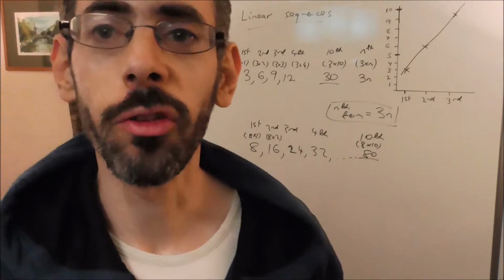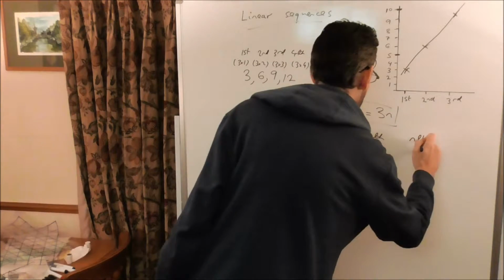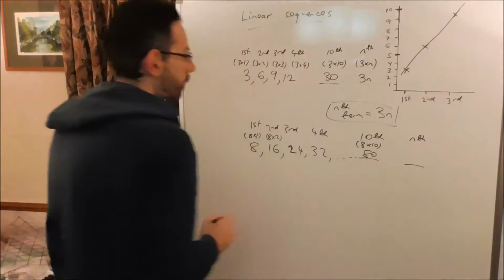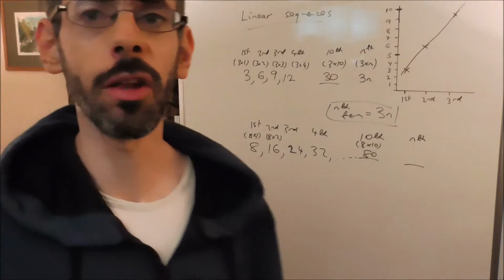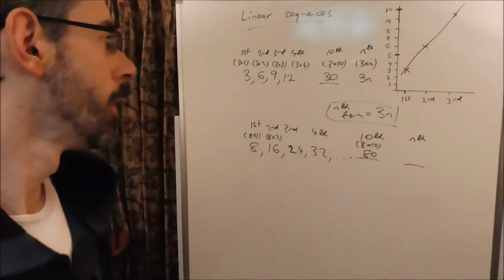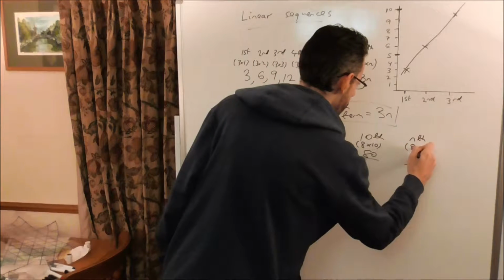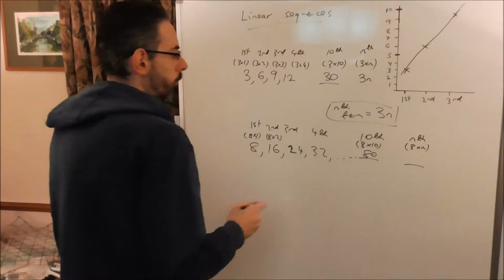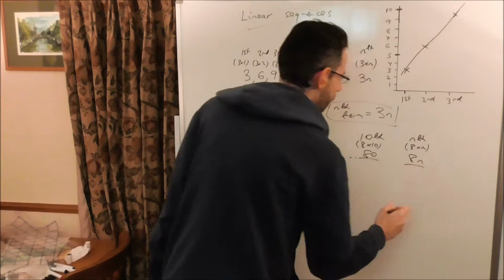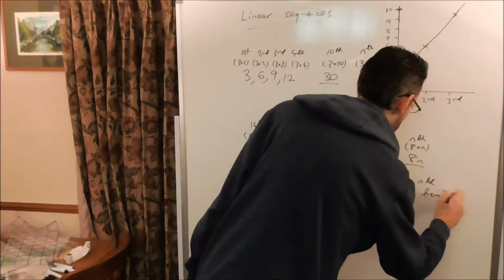Can we write down a rule for the term in position n, a general rule? In other words, an expression for the nth term? Well, as I said, the 10th term is 8 times 10. The 50th term is going to be 8 times 50. So the nth term is just going to be 8 times n. And again, we could write that more concisely. We just write it as 8n. So the nth term is 8n.